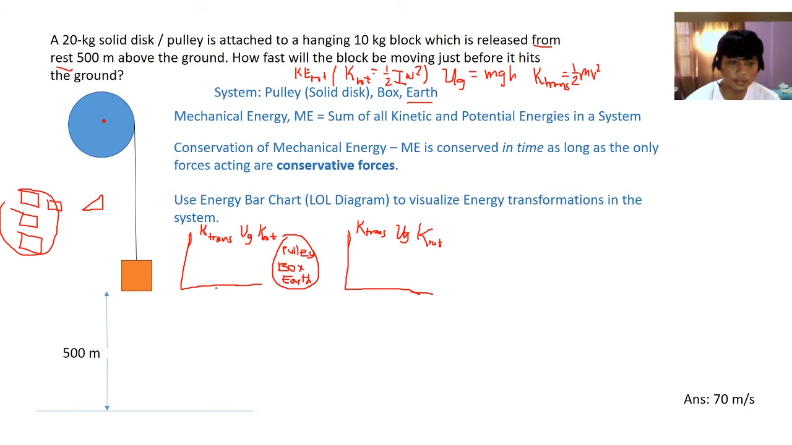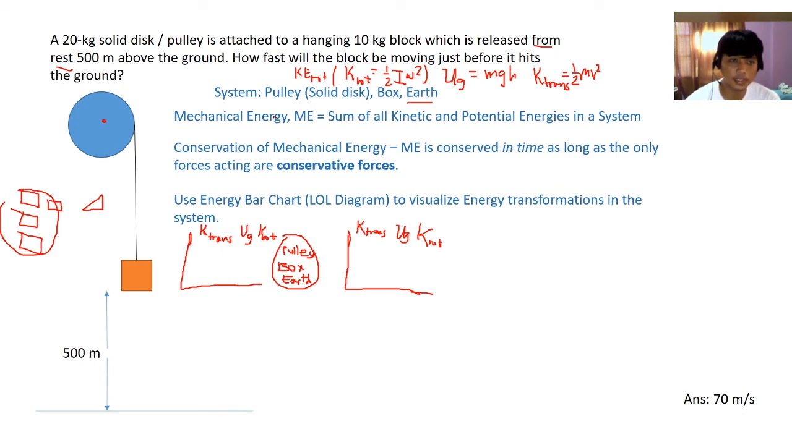Are all four boxes in just one energy, or are some of them in UG while the others are in K trans and a few are in K rot? That's just one way to visualize. You don't have to be too accurate, but by doing this you visualize what happens to the energies, where they are, and what happens to them in the future. So let's start here in the first, initial LOL.